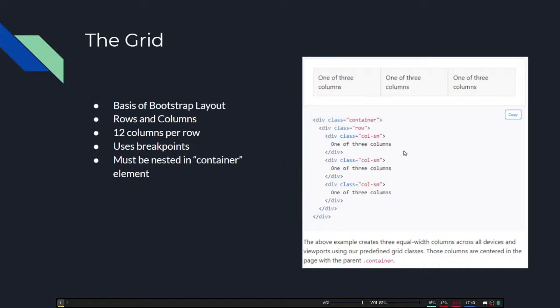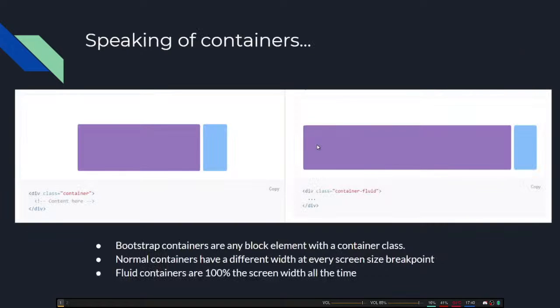Also, all these rows only work if they're contained inside what's called a container, which is basically any block level element that has the class container applied to it. And there's 2 types of containers in Bootstrap. There's the normal container, which has the width of its content set. This is like 2 columns, and you can resize the columns to a different size. But this whole thing around here is a container, and you can see there's space on either side in a normal container.